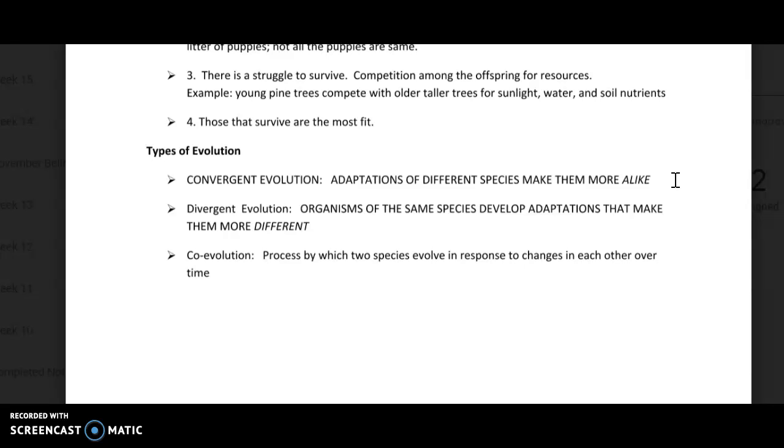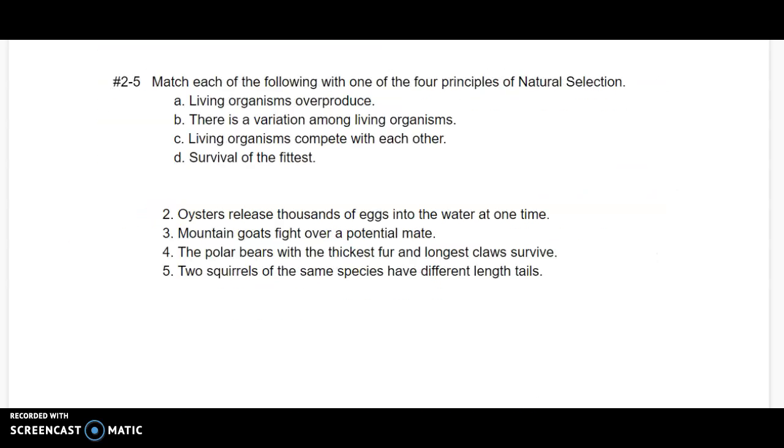The pollinator gets selected for the ones that are resistant to those toxins, and then you end up with a population of plants that have the toxins and a population of pollinators that are resistant to those toxins. That's coevolution. They evolve together because they help each other out that way. And next we'll look at the questions.